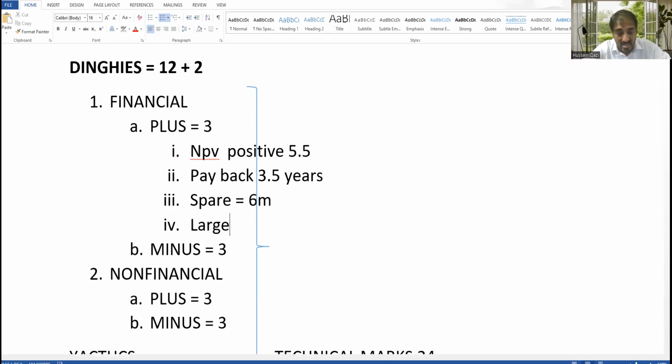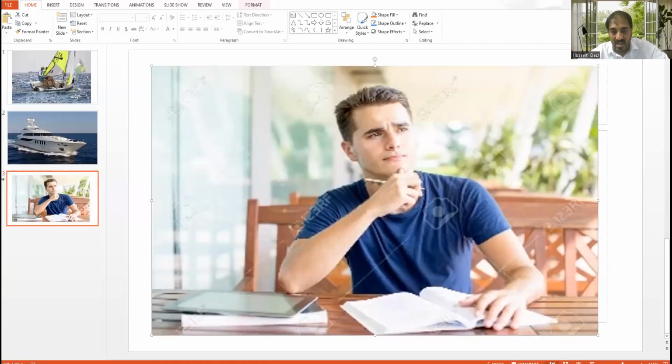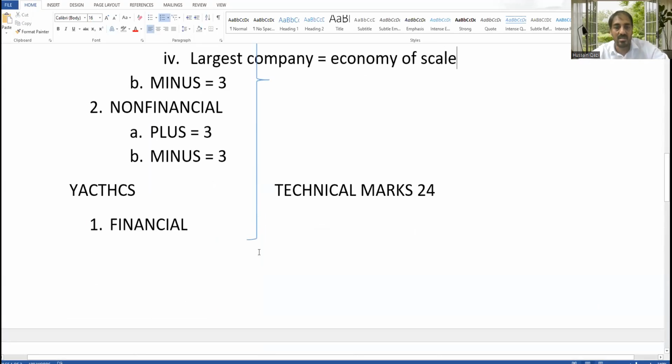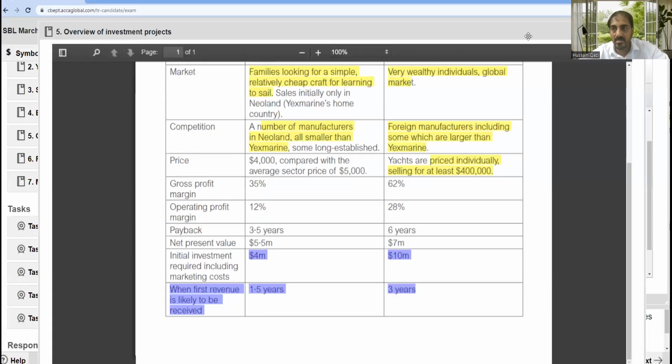Again, the company becomes the largest company for this product, dinghies. So that reflects the economies of scale. So first generate the idea. Generation of the idea is the key point. Then you have to draft your answer accordingly. Then start drafting the answer. No worries. Then start.